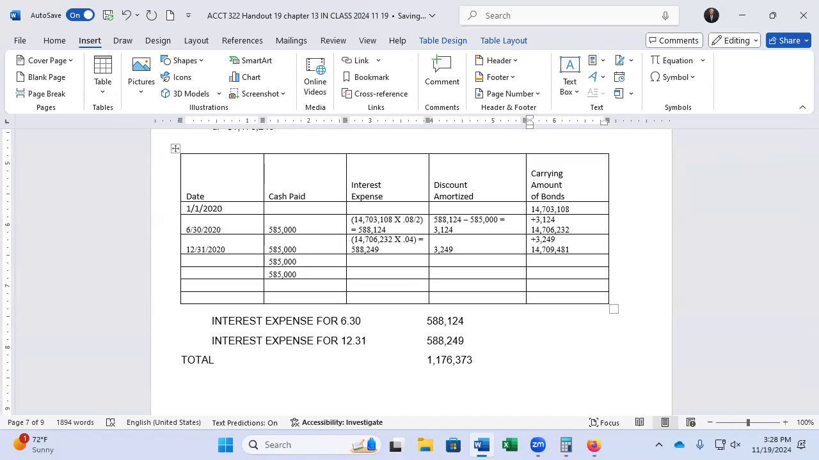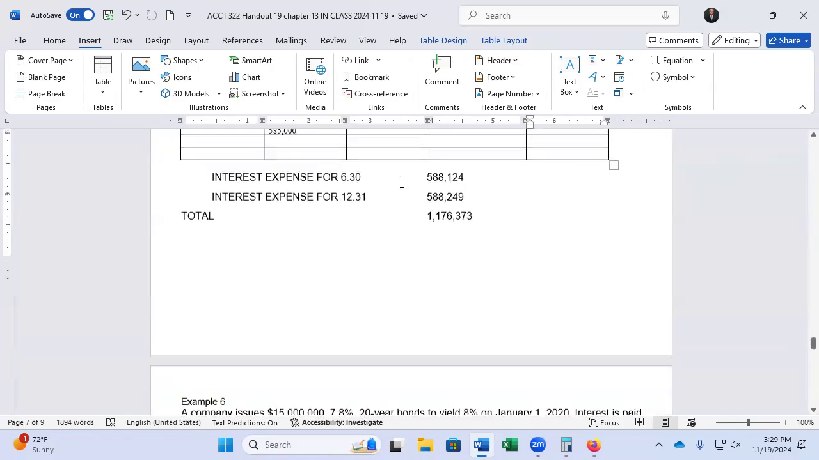Keep in mind when you're doing this, if you have a discount, we're going to be working it back up to the total. If you have a premium, we're going to be working down to the total. Okay. Any questions on that one?